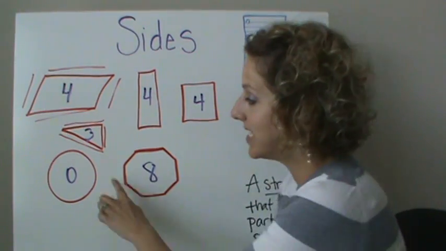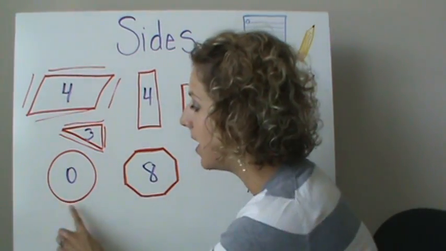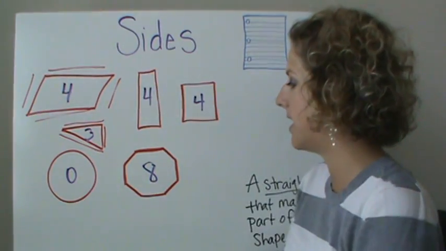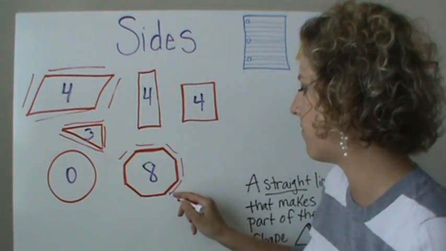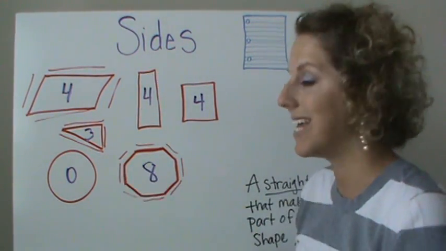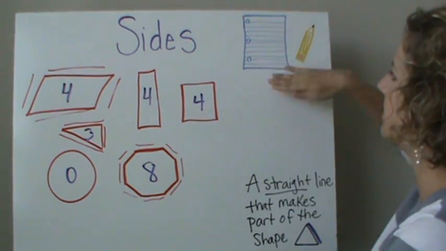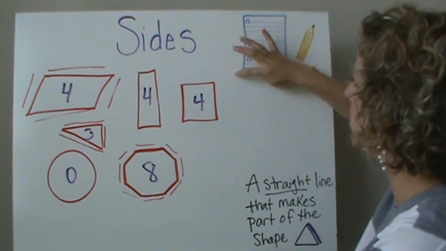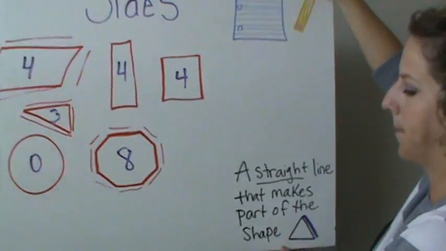And if you look at the next figure, there again a straight line. There are 0 straight lines on this circle, so that has 0 sides. This figure has 1, 2, 3, 4, 5, 6, 7, 8 sides. If we look at a real life example, the piece of paper, we would have 1, 2, 3, 4 sides on that piece of paper.